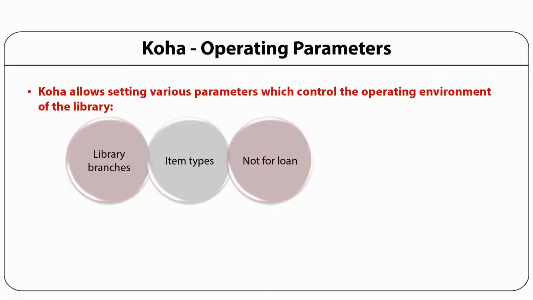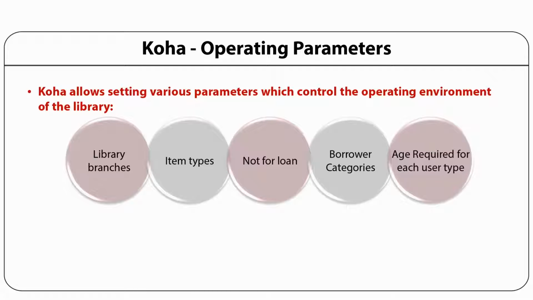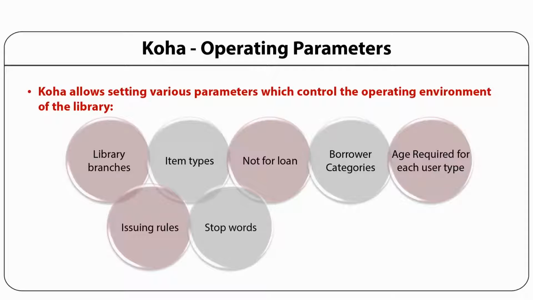Similarly, it includes defining borrower categories, enrollment periods, upper age limit, and age required for each user type. One can define issuing and fines based on borrower categories, item types, and circulation units. Similarly, one can make a list of all the words Koha should ignore when performing catalog searches or building the index.